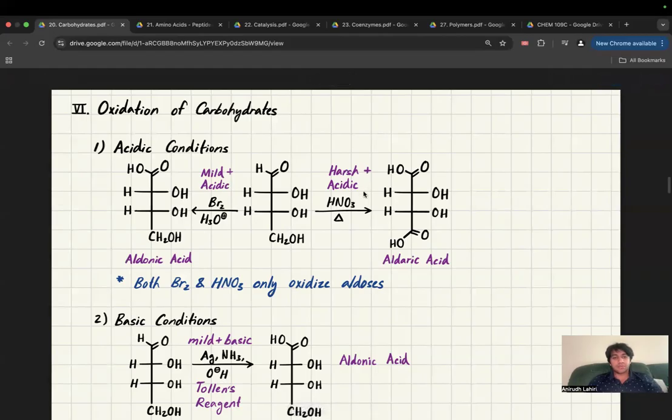The main difference between them is HNO3 will form an aldaric acid, which means that the top and the bottom gets oxidized. However, with Br2 in acidic conditions, we only oxidize the top. So we only go from an aldehyde to a carboxylic acid. We don't go from an alcohol all the way to a carboxylic acid like we do if we use harsh conditions.